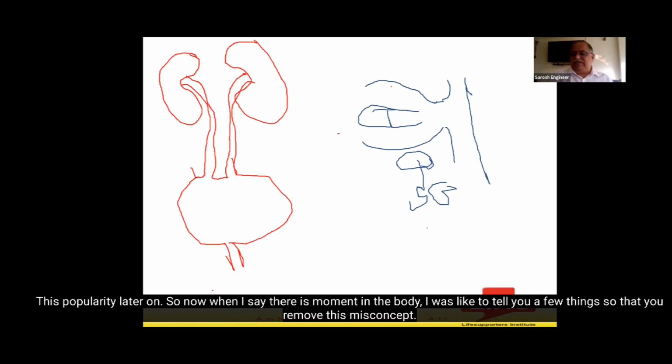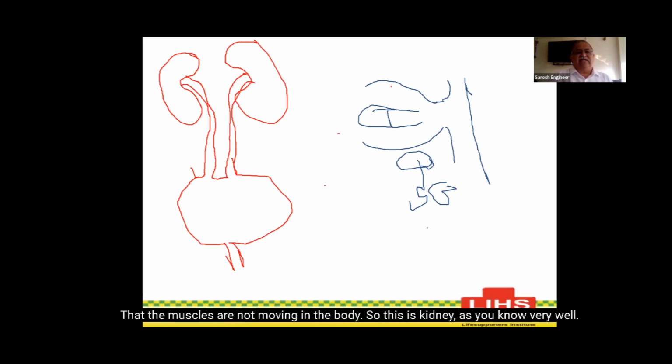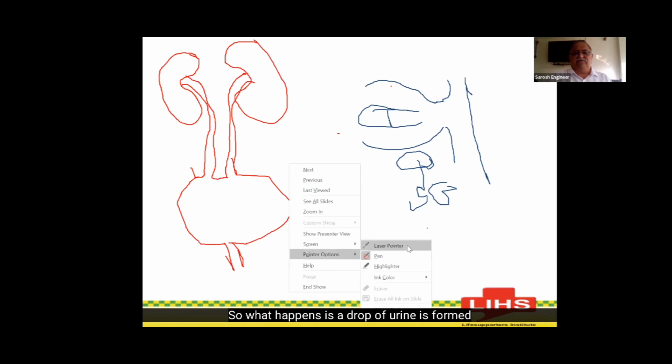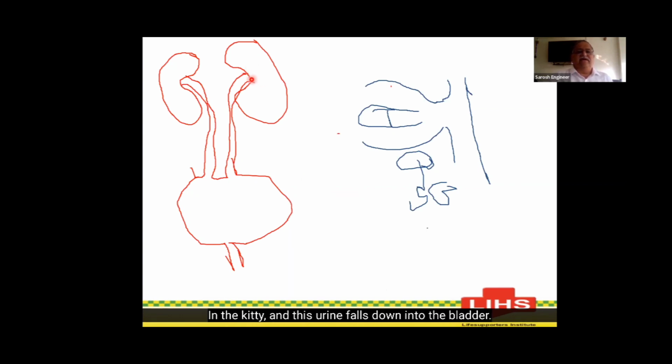So now, when I say there is movement in the body, I would like to tell you a few things so that you remove this misconception that the muscles are not moving in the body. So this is the kidney. As you know very well, these are the ureters, and this is the urinary bladder. So what happens is a drop of urine is formed in the kidney, and this drop of urine falls down into the bladder. So it is coming down from this side, it is coming down from that side, it is collecting in the bladder, right? And then it is being voided outside.